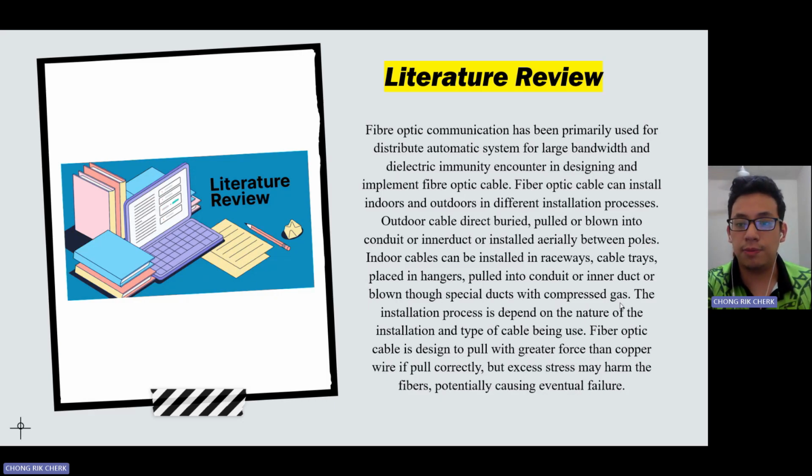Outdoor cables are directly buried or pulled or blown into the conduit or in the duct. It is installed aerially between poles, while the indoor cables can be installed in raceway, cable tray, or placed in hangers, pulled into conduit, or in a duct, or blown through special ducts with compressed gas. The installation process depends on the nature of the installation and the type of the cable being used.